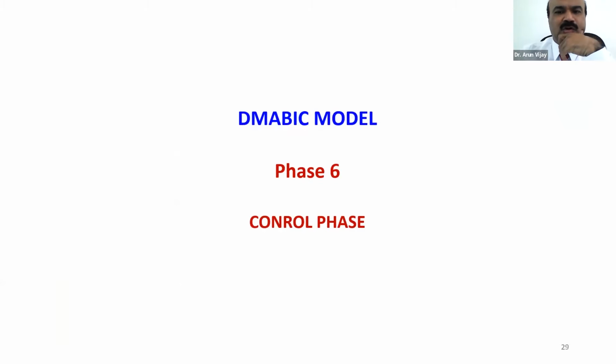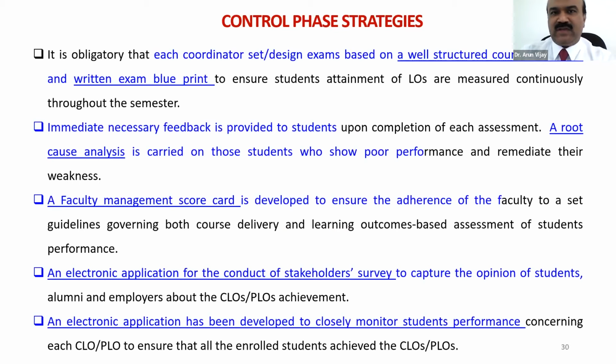Finally, the control phase. Control phase is nothing but to sustain our improvement. There are some control strategies we have. For example, every course coordinator has to set the exam according to the well-structured course and exam blueprint. It is mandatory. It is in the control phase. Then a root cause analysis will be conducted. Then we have a faculty management scorecard.